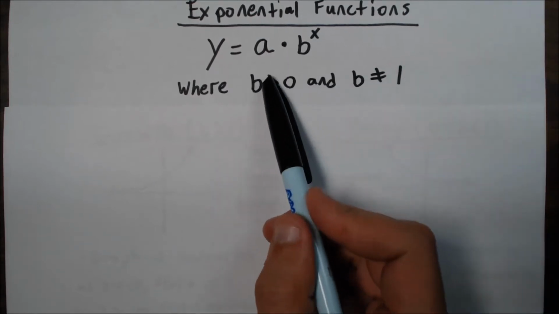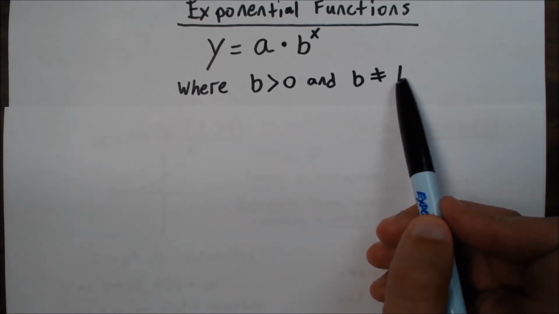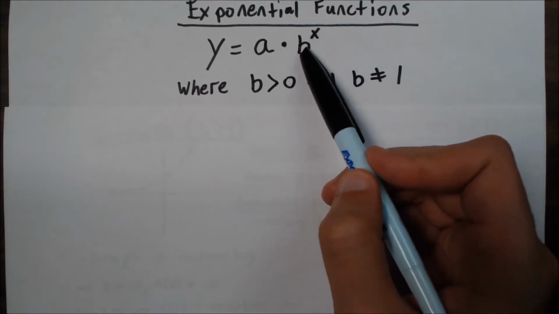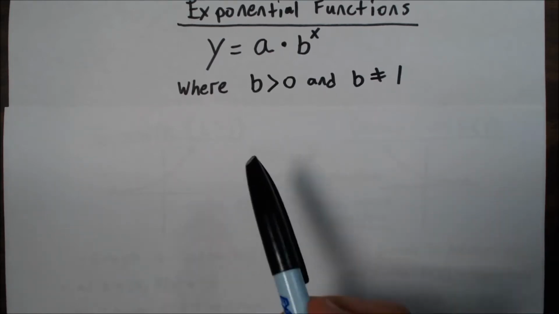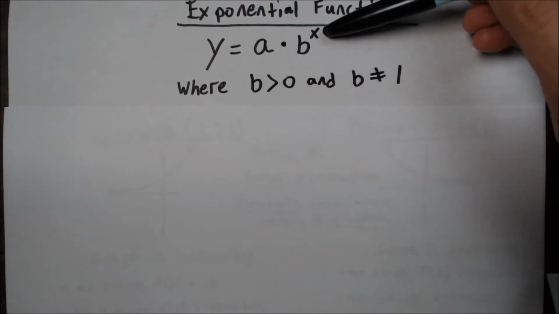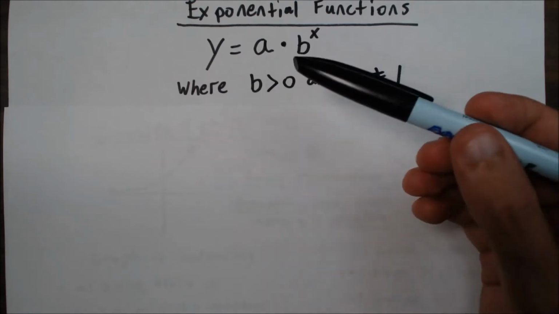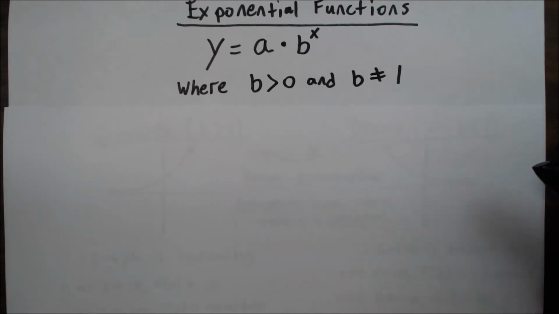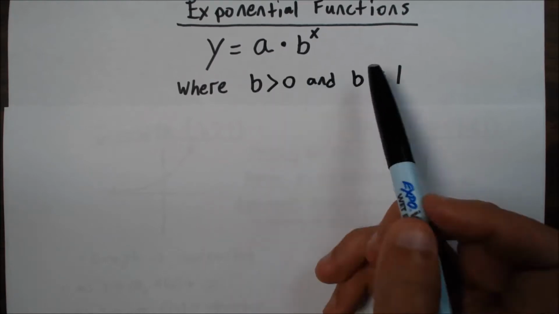And b has to be greater than 0, so it can't be negative. And it also can't be equal to 1. If it were equal to 1, remember that 1 to any power is just itself. So this would actually just be a flat graph if b were 1. And if b were negative, a negative number raised to different powers, and remember that x is changing, then as you change those powers, negatives have a tendency to flip from positive to negative, positive, negative, and back and forth. And so you get a really disjointed looking graph. So exponential functions have to have a base which is greater than 0, and it can't be equal to 1.